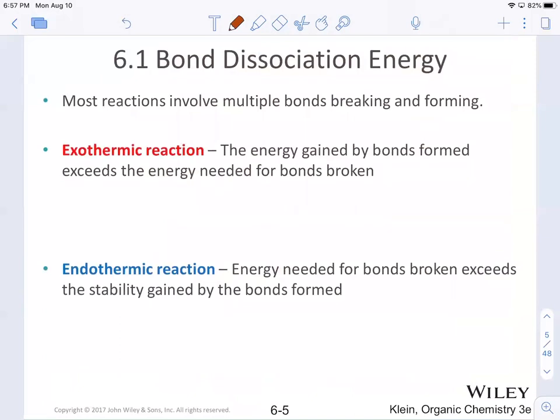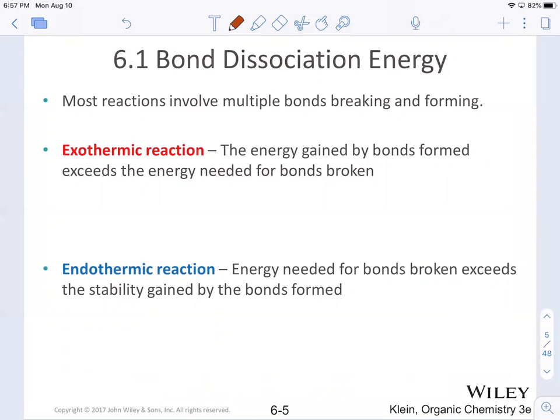Most reactions involve multiple bonds breaking and forming, and so we'll be able to see a lot of different types of bonds, and we'll do some Lewis structures, we'll do some perspective formulas and things like that so that we can actually see what's breaking and what's forming, and we'll be able to analyze all of those overall reactions to see what actually is happening.